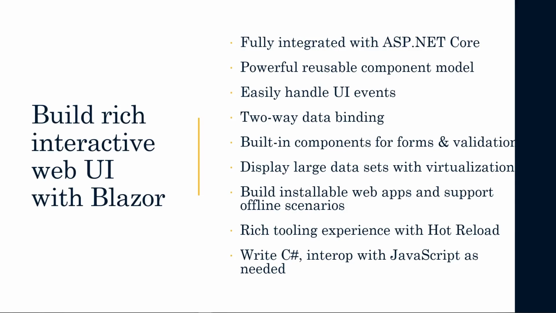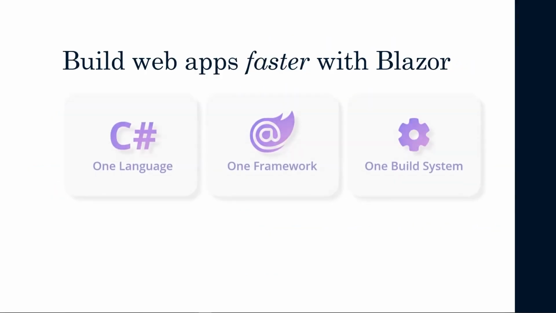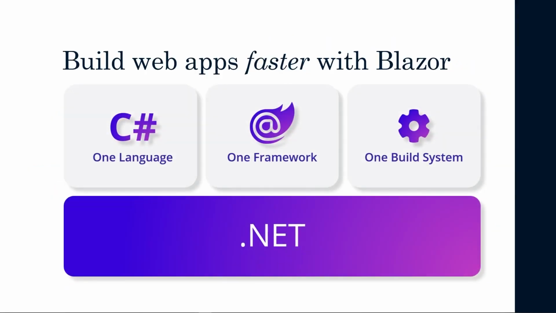It also allows us to write C# code to have interoperability with JavaScript when required to access functionalities that are more specific to the web platform. The great advantage of Blazor is that it allows us to build web applications quickly using a single language, which is C#, a single framework, and through a unique compilation system. All of this is provided by the .NET platform to create these types of applications.